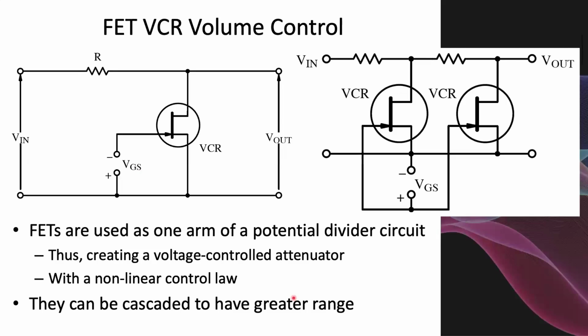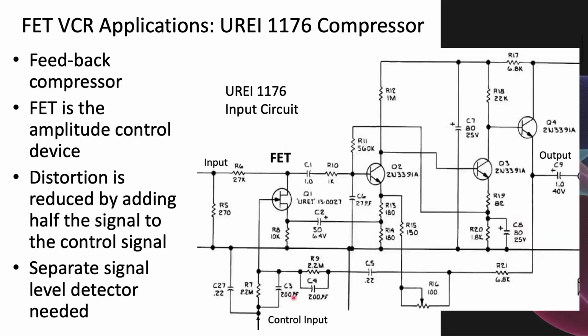Now here's an example of it being used in a compressor circuit. Again, another classic piece of gear, the UREI 1176. This may look like I'm having a gear fetish here, but honestly, I'm not. I'm just having a gear circuit fetish. So now, this is quite an interesting circuit.